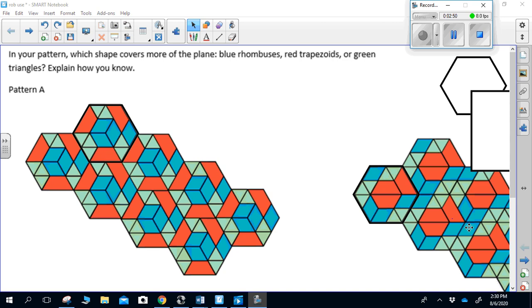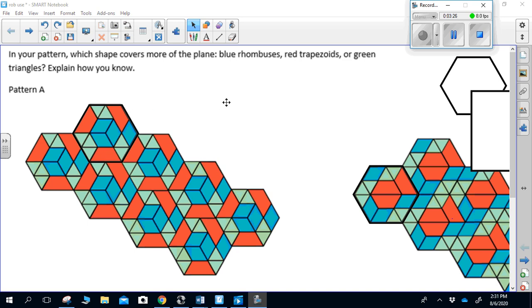So I know what's in one hexagon, but the question is, which shape covers more of the plane? So now I need to look at my figure, and I know that in this one hexagon there are 7 triangles and 4 rhombuses and 3 trapezoids, but that doesn't tell me which one covers more. Because if I do that, there are more greens, but green is so little, is that more?